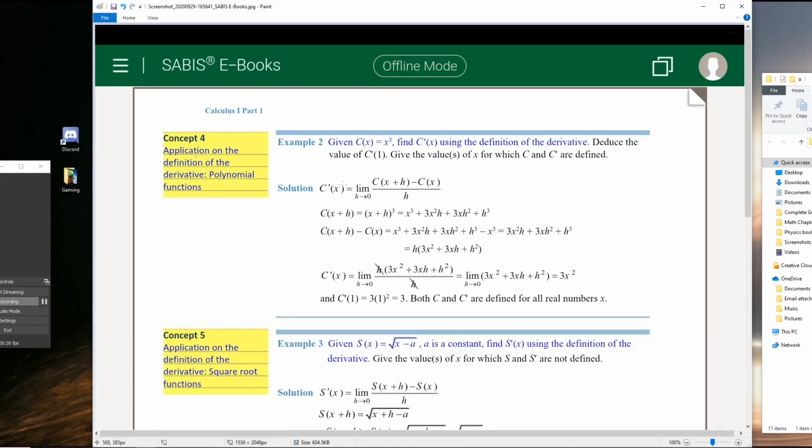Okay, so this one's easy. You just put x, let's do it together. Limit as h approaches 0 of what? Of c. This function is called c, so c(x + h) minus c(x), over h. I hate putting c's in parentheses because they look alike.